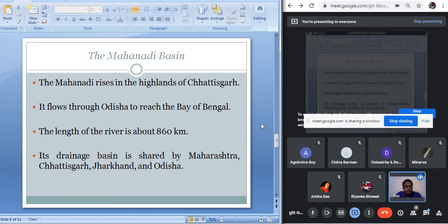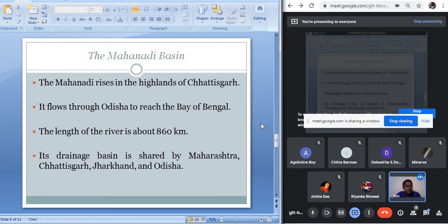And the most important thing about the river Mahanadi is that in the Mahanadi river basin, the largest saltwater lake of our country has been formed. That is the Lake Chilika. The Lake Chilika in the state of Odisha is the largest saltwater lake, which has been formed in the basin of this Mahanadi river.